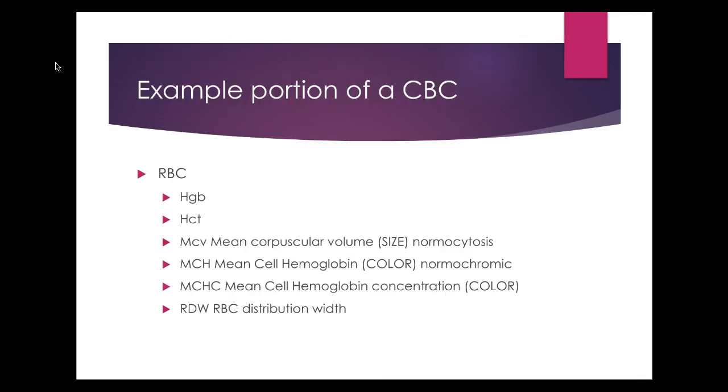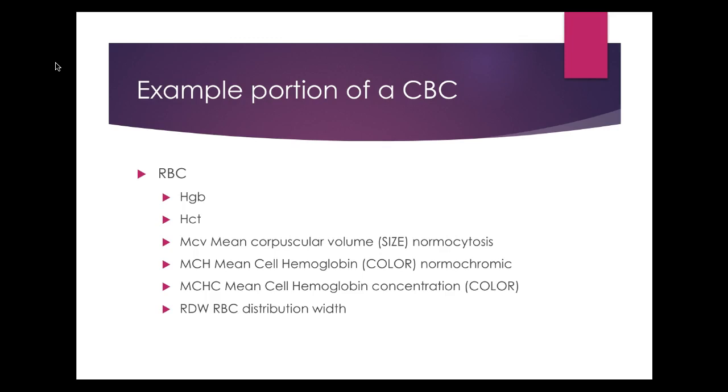I want to show you an example portion of a CBC. When you're looking at anemia, these are the things you look at to interpret it. It's not just the hemoglobin and hematocrit. You're looking at all of these that are listed: the hemoglobin, hematocrit, your MCV, MCH, and we can kind of skip the MCHC, but that's part of it, and then the RDW. So you have your red blood cell, which is made up of hemoglobin and hematocrit.